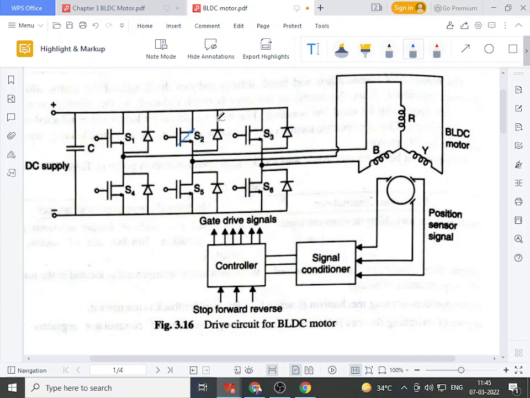So 2 is under turn on condition, 4 is under turn on condition, 6 is under turn on condition. So at this moment only one phase is connected to positive, two phases are connected to negative again. Which phase is connected to positive? Phase Y is connected to positive, R and B are connected to negative. So current flows through phase Y, that gets divided at this point into current I by 2. I by 2 current flows through the R phase, and that will take the return path through S4. The next I by 2 current flows through the B phase, that will take the return path through S6.